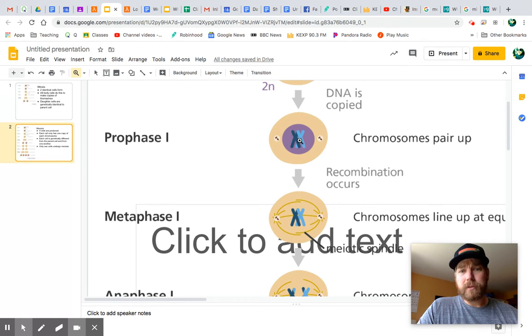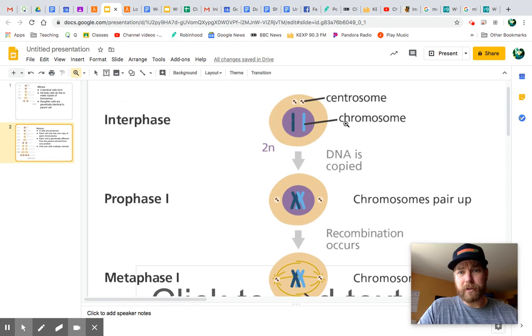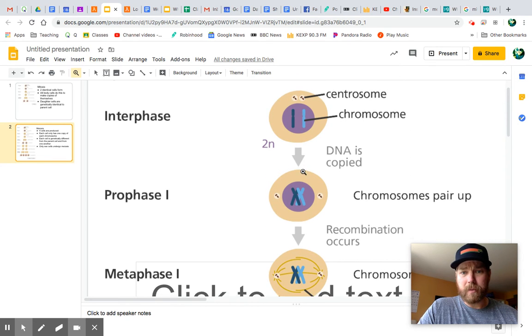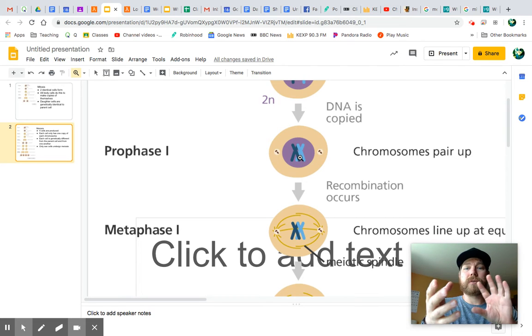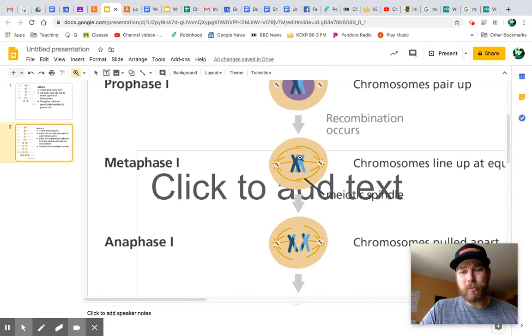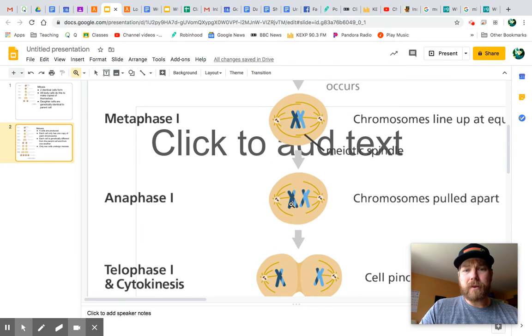So the cells have made copies of their DNA, as you can see right here. But now that they have those copies, there's actually sort of a crossing over that happens, and they share some of that DNA. So the chromosomes that you end up with, as you can see by the animation here, aren't exactly the same.